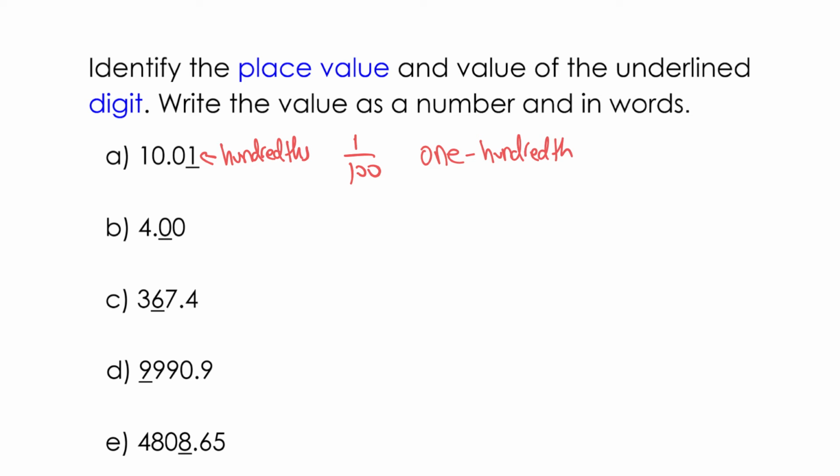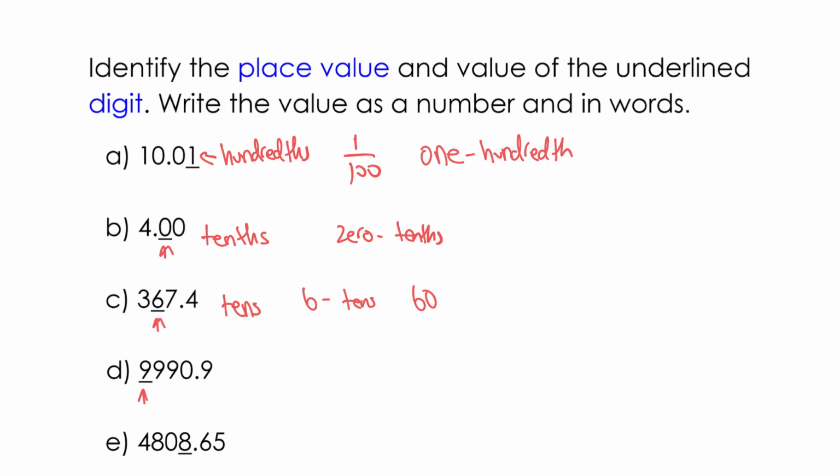Okay. The next one, we have a 0. This is tenths. And there's no tenths. So we just say no tenths or 0 tenths. Normally we just wouldn't say anything. There's nothing there. Doesn't exist, right? This column here is tens. So we have 6 tens. So the value of it would be 60.